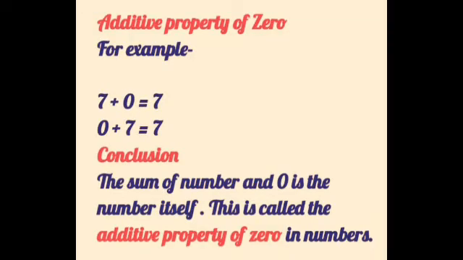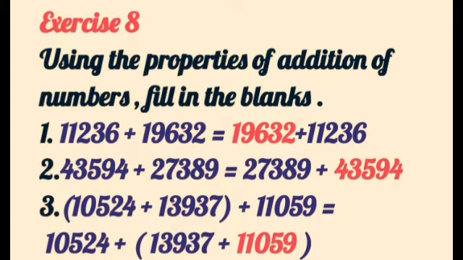Additive property of 0. It is very simple. We know that the sum of a number and 0 is the number itself. This is called the additive property of 0. That means 7 plus 0 is 7 and 0 plus 7 is also 7. Now we are going to start our exercise.